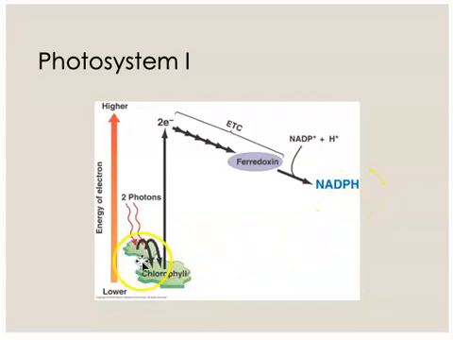So the chlorophyll in the reaction center is being oxidized. The electron transport chain is being reduced. Then the electron transport chain gets oxidized and ferredoxin gets reduced. Then ferredoxin gets oxidized and NADP+ gets reduced to produce NADPH.